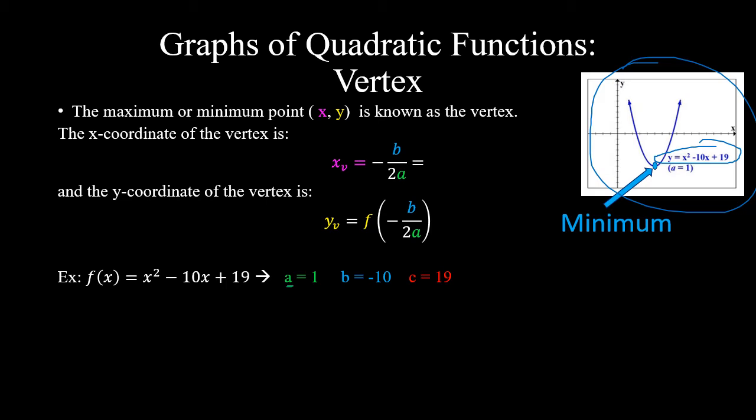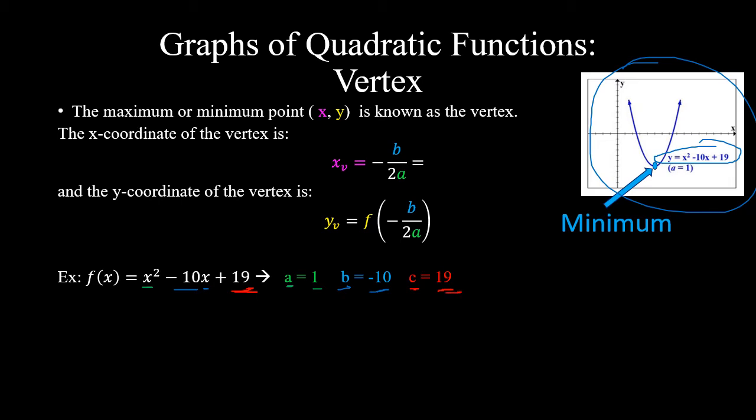I know my a is the coefficient that comes before my x squared term. It's that invisible 1, so my a equals 1. I know my b is the coefficient that comes in front of my x term, which is negative 10, so my b is negative 10. And I know my c is that constant that hangs out at the end. It's technically in front of my x to the 0 term, which is just 1. So here, that constant hanging out at the end is a positive 19. So my c equals positive 19.